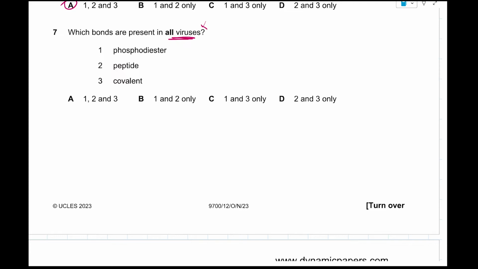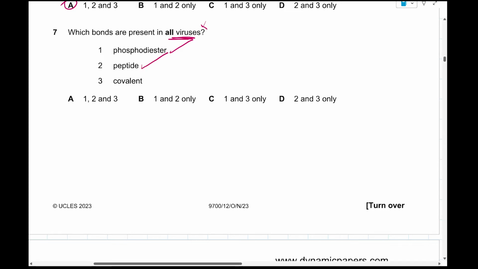Now, here we have the options: phosphodiester, peptide, and covalent bonds. Phosphodiester bond is a chemical bond formed with the phosphate group and the base. Therefore, this forms the nucleic acid backbone. Therefore, this is correct. Now for 2, peptide. As we just mentioned, all viruses must contain a capsid, and we know a capsid is made of capsomeres. Capsomeres are made of proteins, therefore it must have a peptide bond.